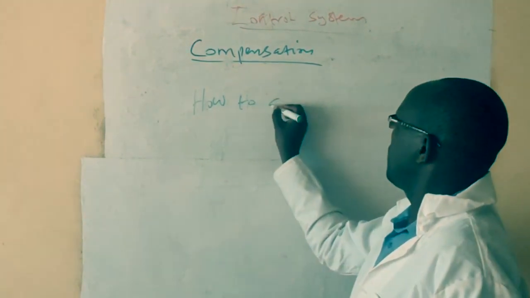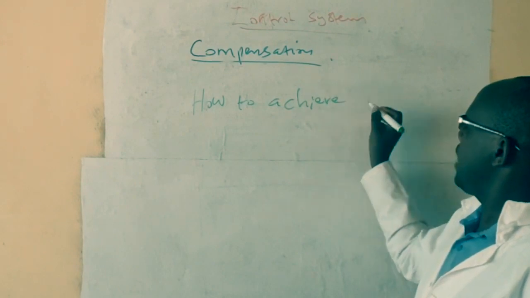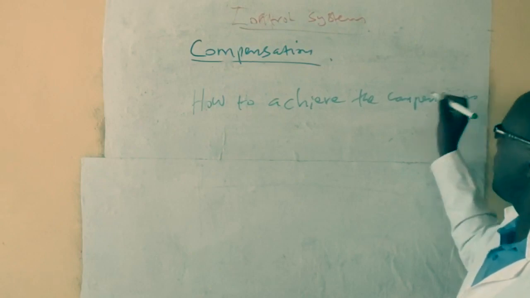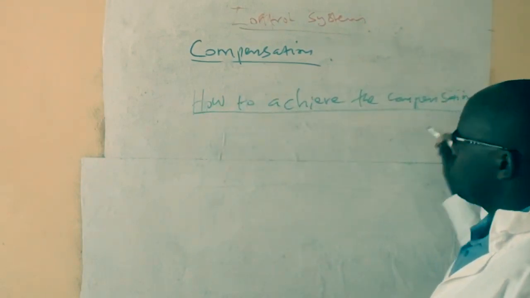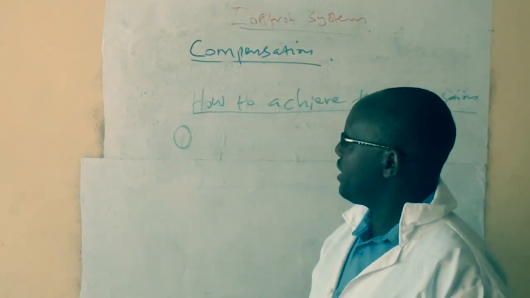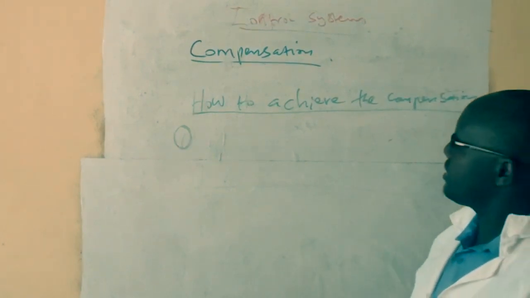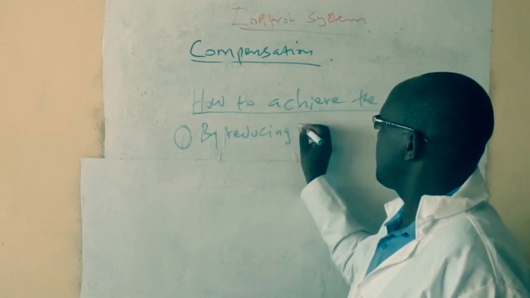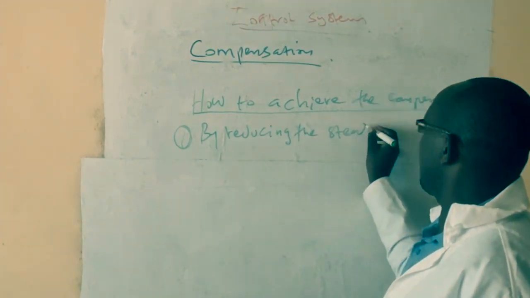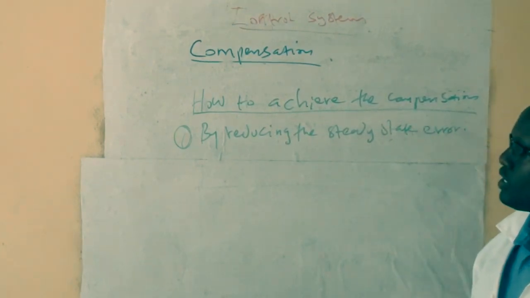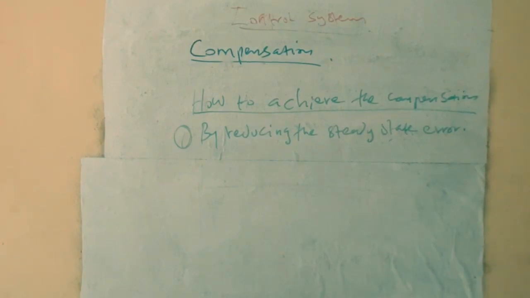How to achieve compensations. One way of achieving the compensation is by reducing the steady state error. So how we can achieve compensations is by reducing the steady state error.